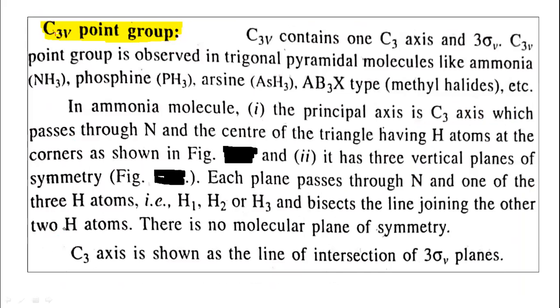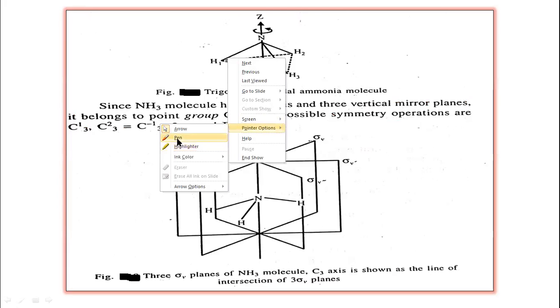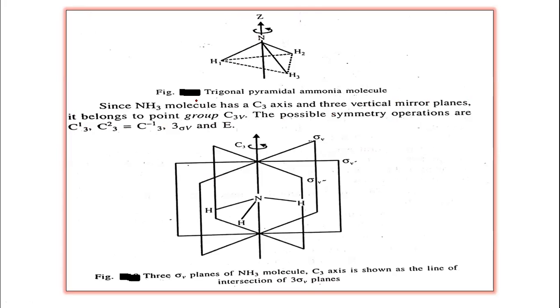Then the third example of this C type of point group is the C3v point group. The example is the ammonia molecule. So the ammonia molecule has the C3v type of point group. You can see here the structure of the ammonia molecule. Nitrogen and 3 hydrogen atoms are covalently bonded. It is pyramid-like in shape. The angle between the hydrogen atoms is around 120 degrees.